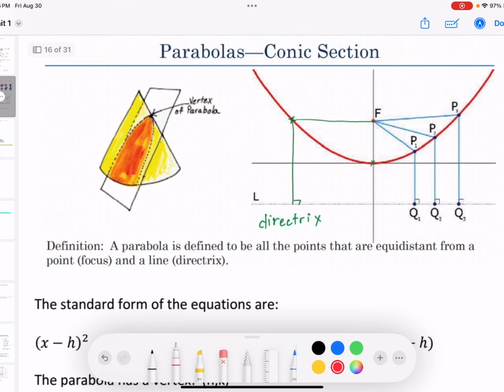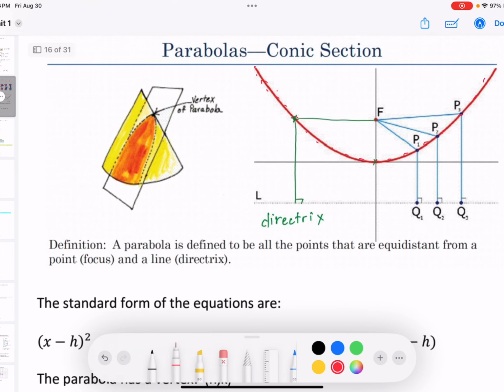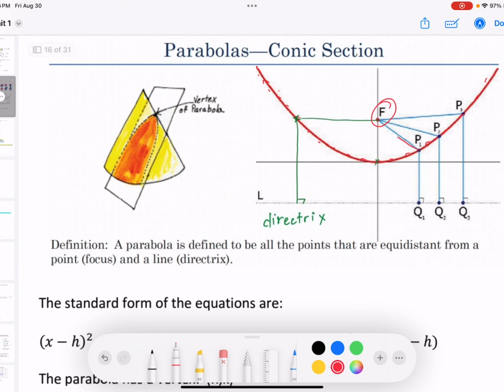The definition of a parabola is all the points that are an equal distance from a point we call the focus and a line we call the directrix. That means every point on this curve, which we call a parabola, has a distance to the focus and a distance to the line, where we draw a perpendicular line. So they have the same lengths. For example, this is 2.